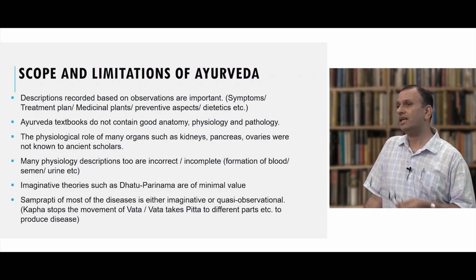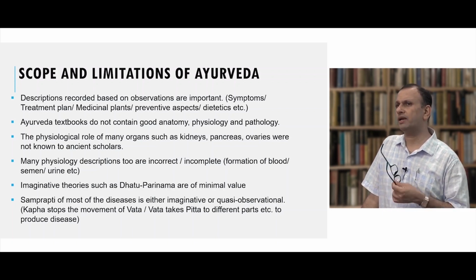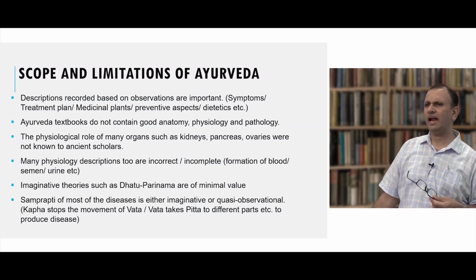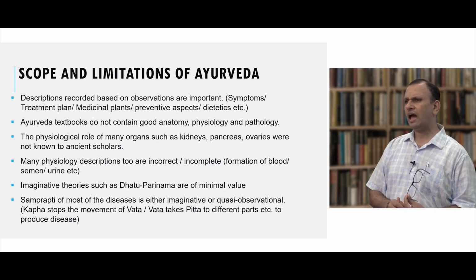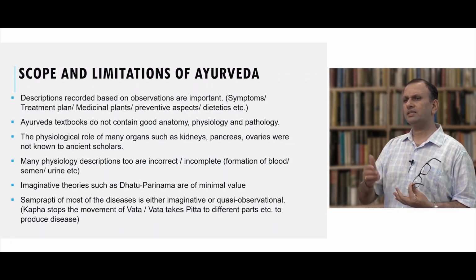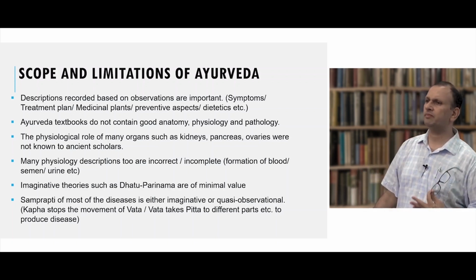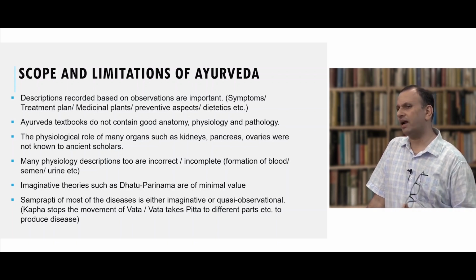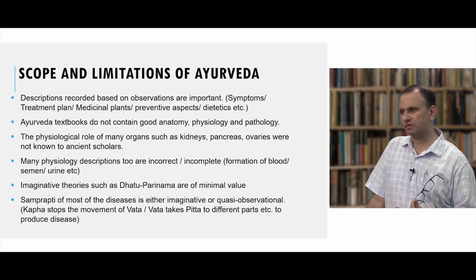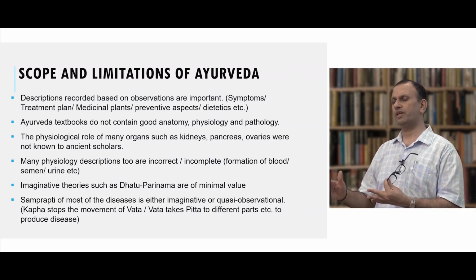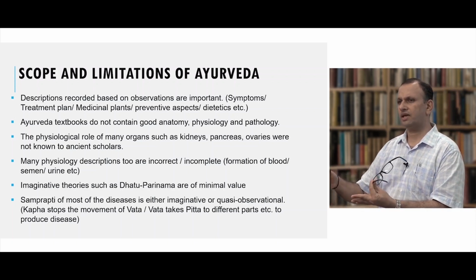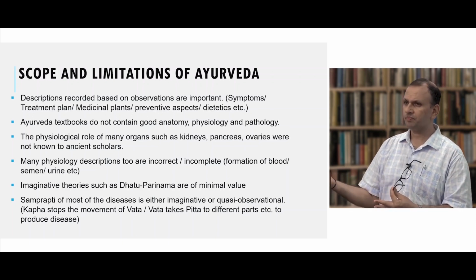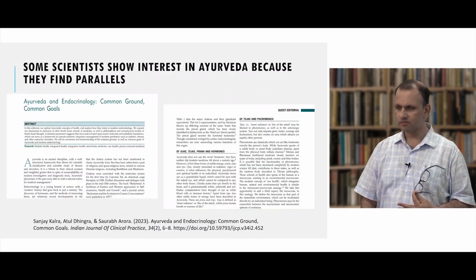Many physiology descriptions too are incorrect or incomplete. For instance, formation of blood or formation of semen, formation of urine, all these are incorrect or incomplete. And imaginative theories such as dhatu parinama are of minimal value. Similarly, samprapti of most of the diseases is either imaginative or quasi-observational. For instance, kapha stops the movement of vata, or vata takes pitta to different parts, etc. See, all these are imaginative explanations, right? But yes, some part of samprapti could be observational. So where is the disease manifesting? The sthana samshaya or dhatus involved, all that could be observational. Hence, it could be quasi-observational. But sometimes it is purely imaginative. For instance, avarana, right?